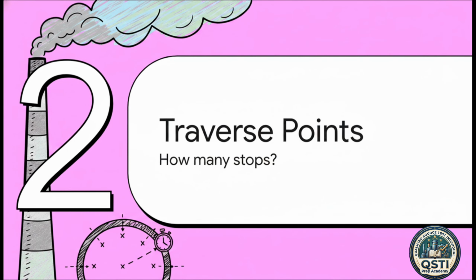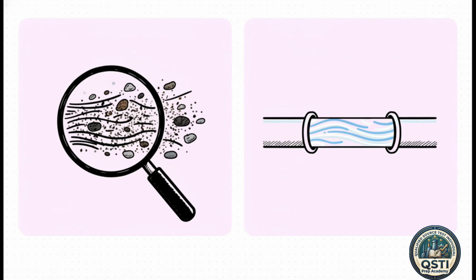Moving right along to Section 2, determining traverse points. Now, the number of points totally depends on what you're actually testing for. If you're running a particulate traverse, meaning you're physically pulling solid particles out of that gas stream, the rules are strict. You've got to use figure 1-1. But if you're just running a straight-up velocity or volumetric flow rate test with zero particulate collection, the rules kind of relax a bit, and you switch over to figure 1-2.